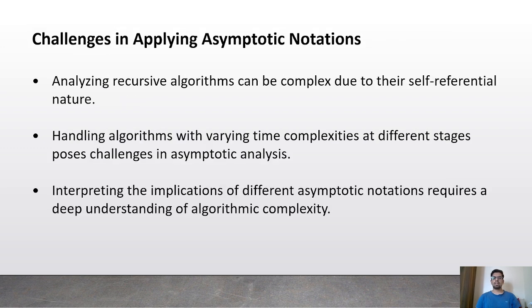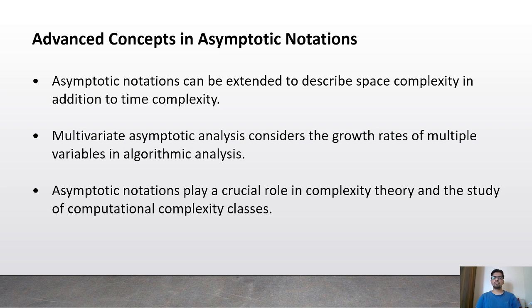Challenges in applying asymptotic notations. Analyzing recursive algorithms can be complex due to their self-referential nature. Handling algorithms with widely varying time complexities at different stages poses challenges in asymptotic analysis. Interpreting the implications of different asymptotic notations requires a deep understanding of algorithmic complexity.